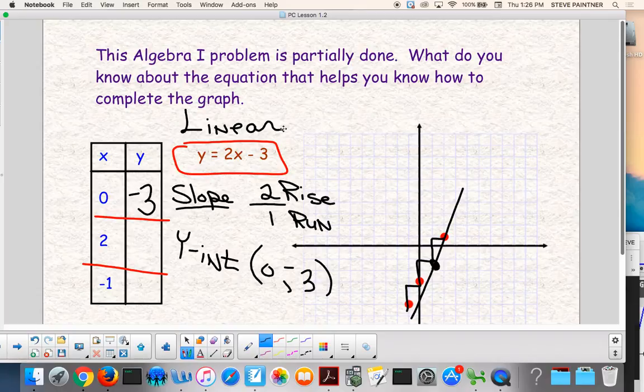I knew it was a line. I knew the slope was 2. I knew the y-intercept was -3. I can make this table if I want. What's this going to be? 2 goes in, 1 comes out. -1 goes in, -5 comes out. Okay, so you can do the table. You can take information you already know.